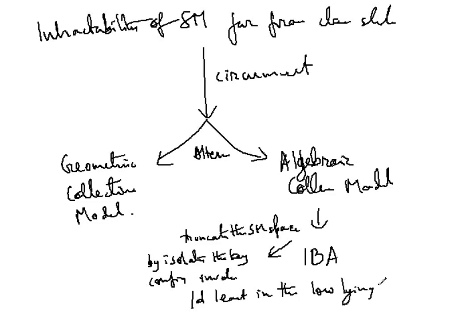Come on, you cannot do this throughout, but at least we should try, starting with the low-lying states, right? So what's the basic idea of the interacting boson approximation?